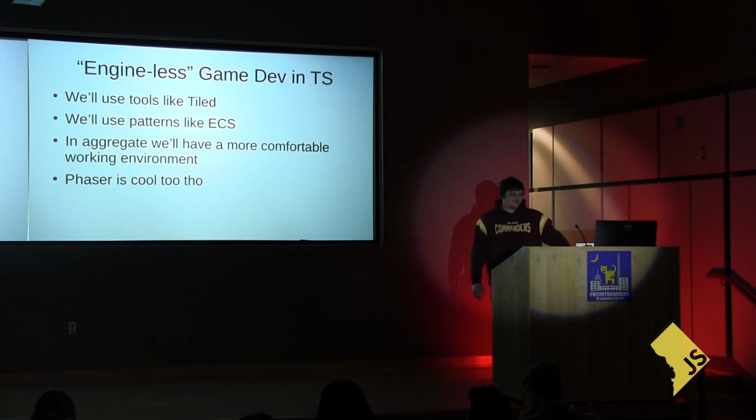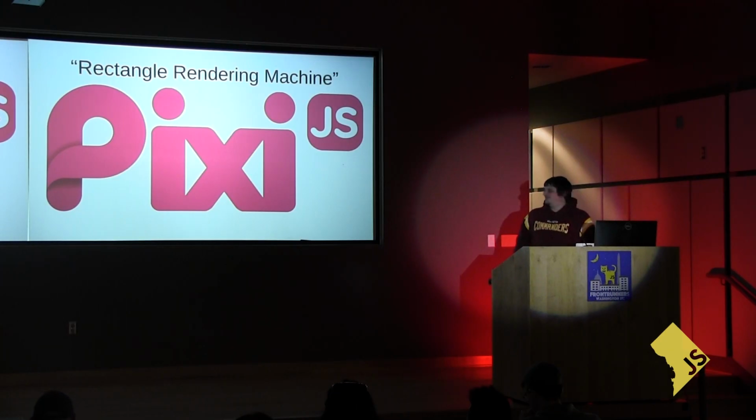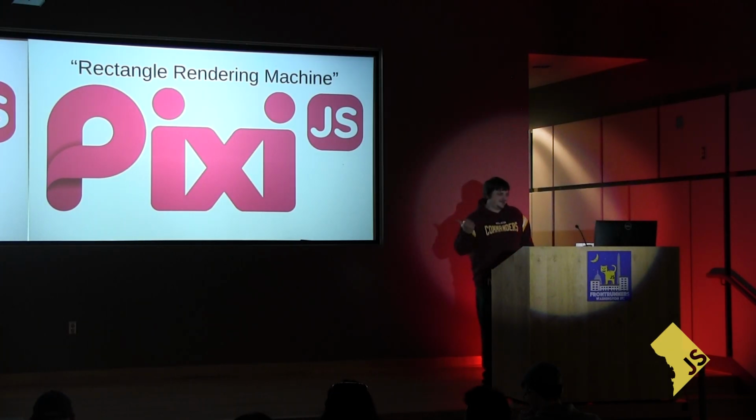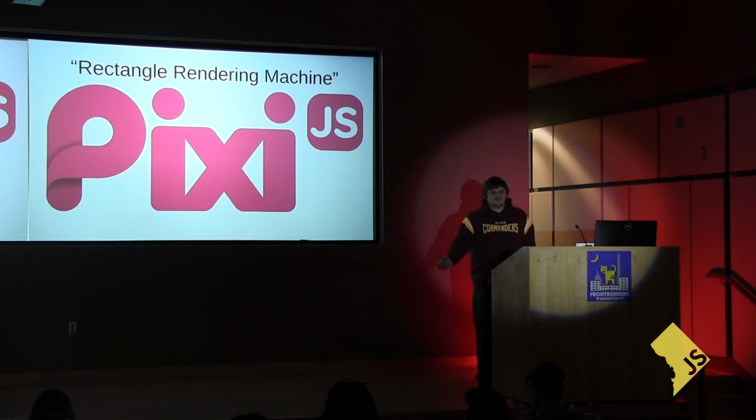If you want something more involved, just use Phaser. It's a great JavaScript engine. The rendering engine I'm going to use was actually originally Phaser's rendering engine, and then it got forked and moved into that. You have options though. So what are we going to use to make our games? It's Pixi.js. I call this the rectangle rendering machine.